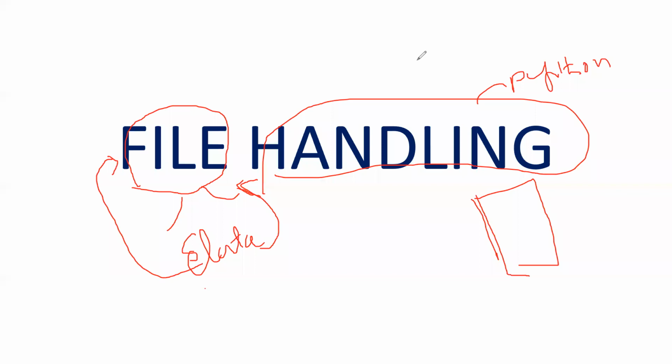Now, before going to file handling, let me clear what is data. Data is nothing but information. The information can be stored in multiple ways based upon storage, based upon type of files, type of storage, and data can be classified in multiple ways. Okay, let me clear this one.